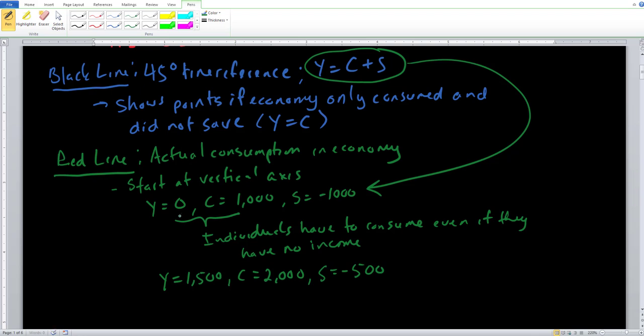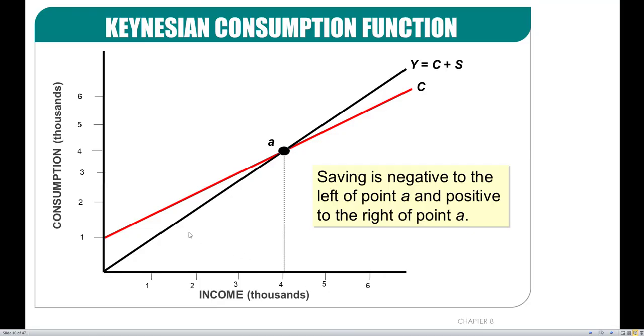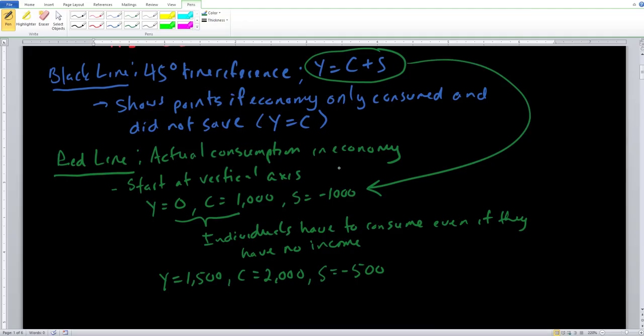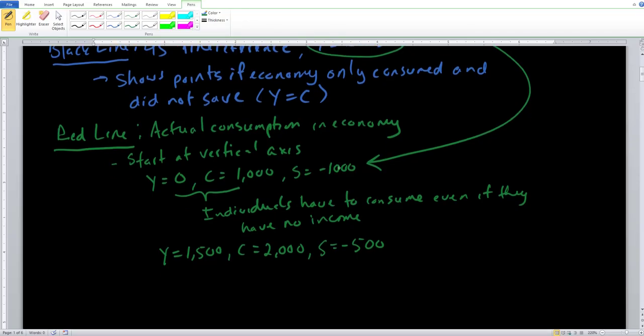So in the first step at the vertical axis, we're consuming more than we have in income, and our savings are negative. Here too, we're consuming more than we have in income, and our savings are negative once again. Where would we be on the graph? We have $1,500 of income somewhere right here, but our consumption is roughly $2,000, so once again we have negative savings. I'll give you one more point, on the other far end of the extreme.